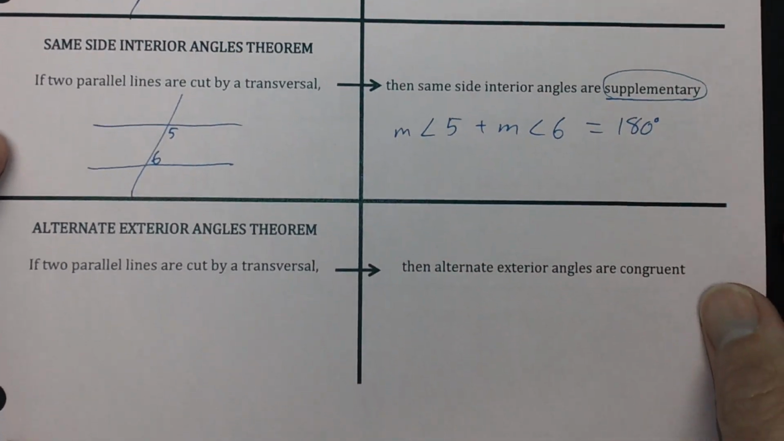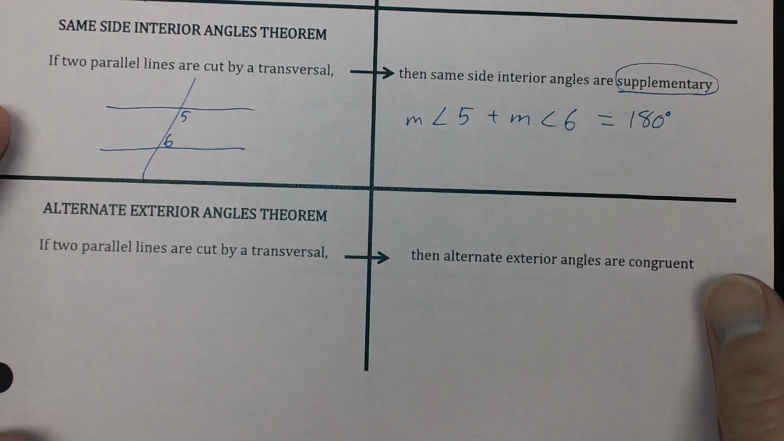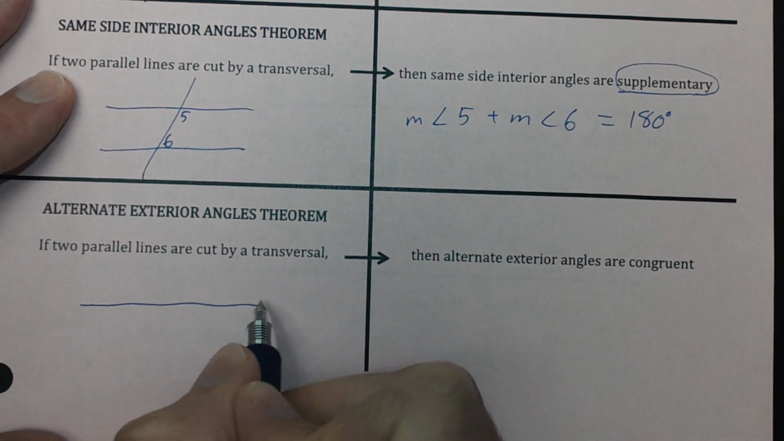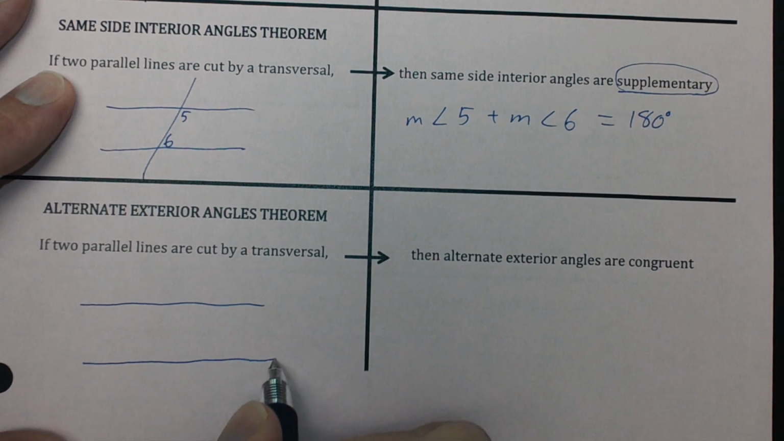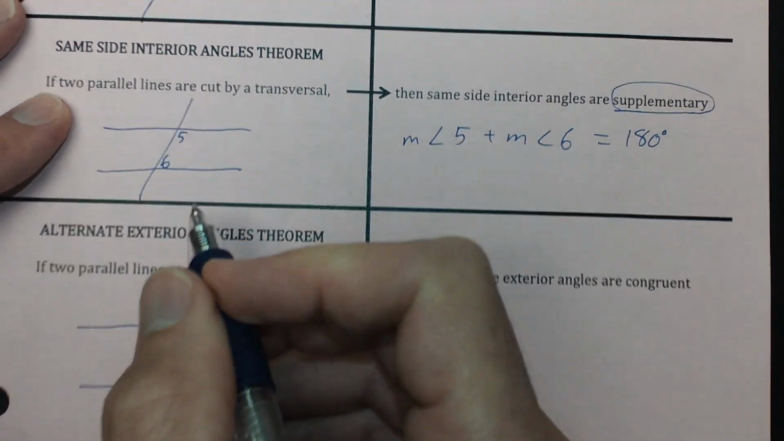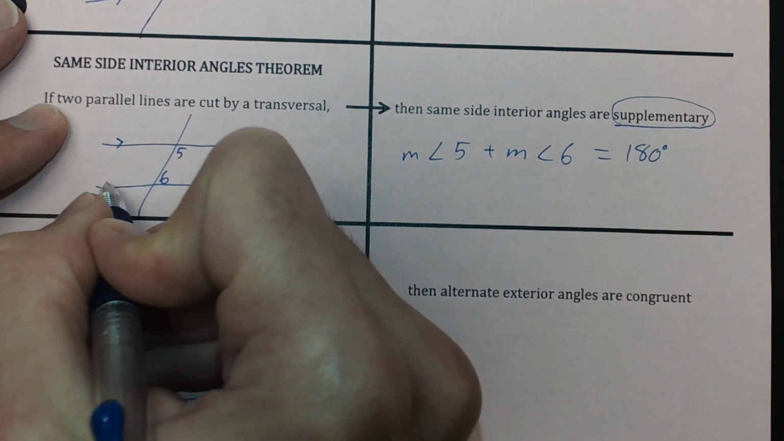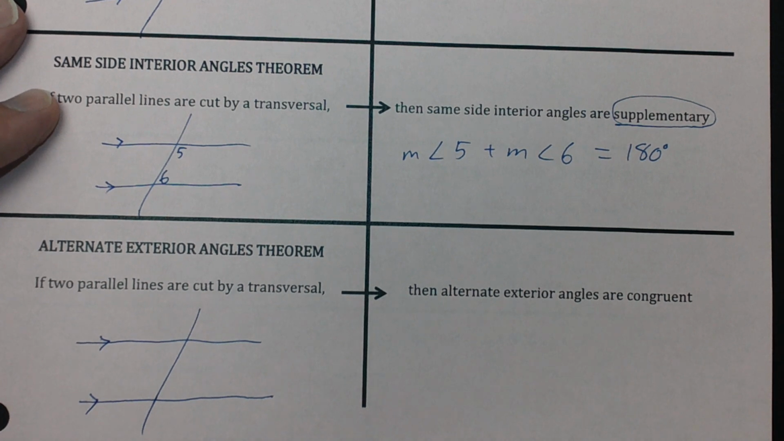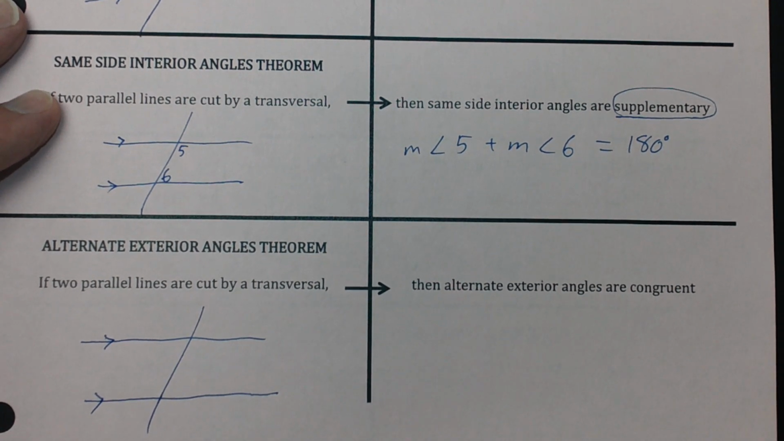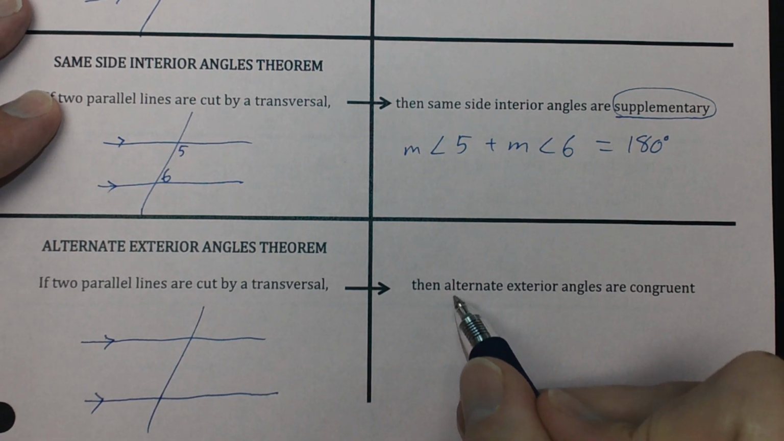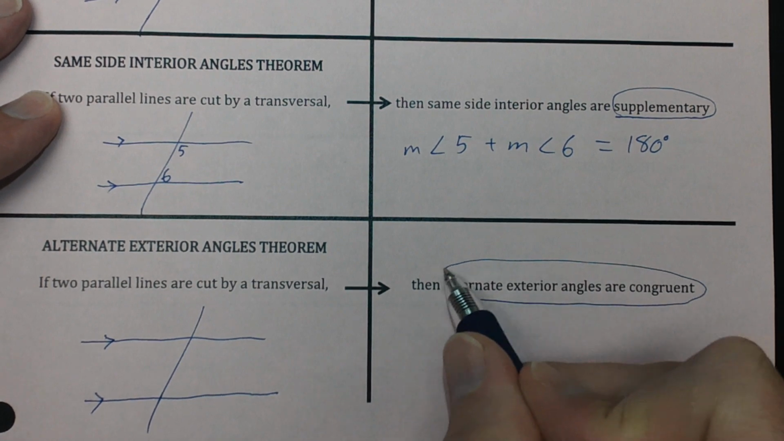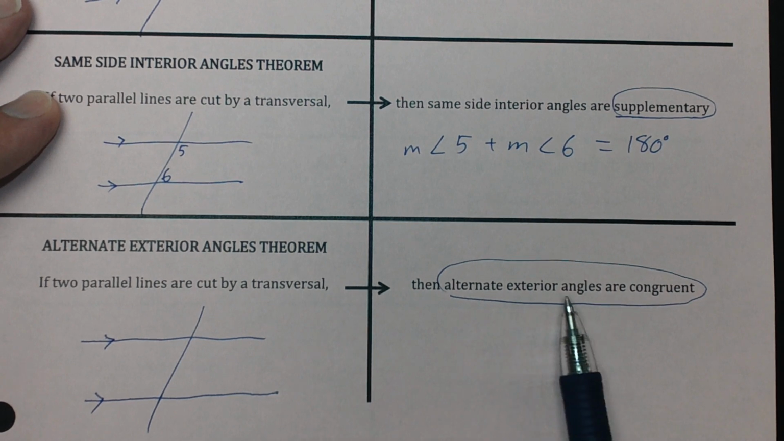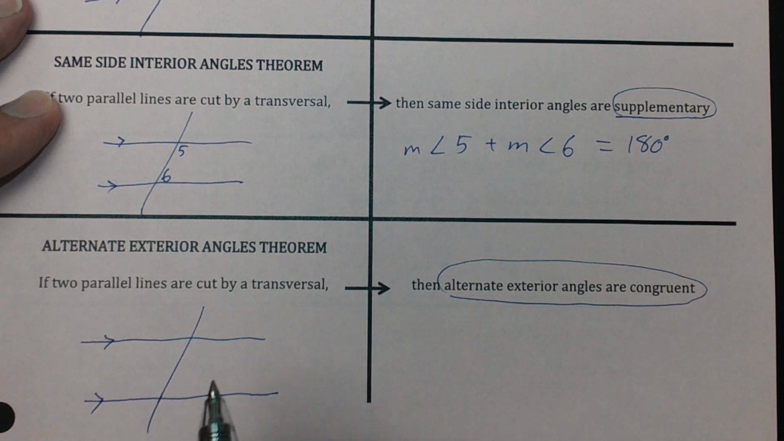Okay, and alternate exterior angles theorem. This is somewhat similar to alternate interior, except instead of interior, this time they're exterior. Oh, yeah, I forgot to draw my feathers up above. That's easy to forget. So again, we have two parallel lines cut by a transversal. And we know that alternate exterior angles are congruent. That is what the alternate exterior angles theorem tells us, that those alternate exterior angles are congruent to each other.